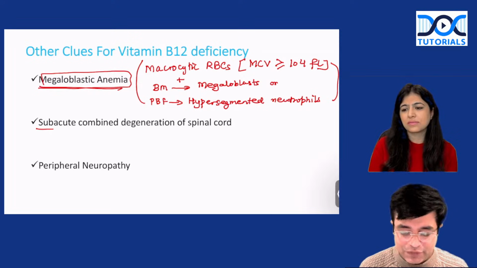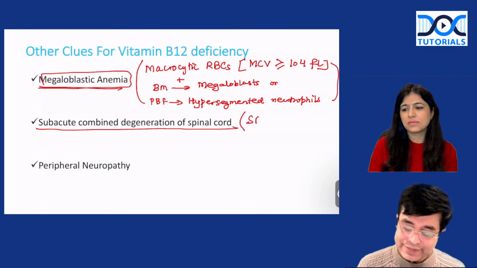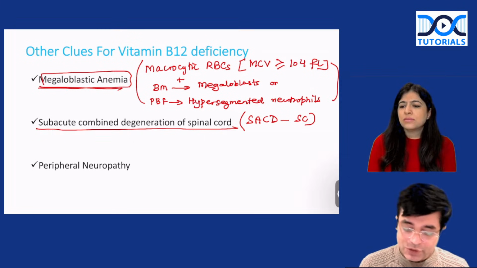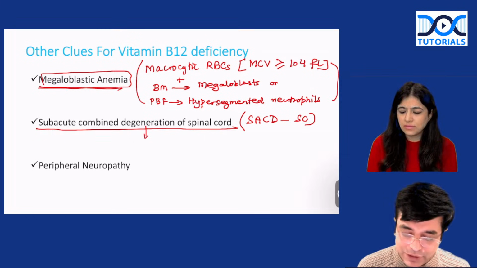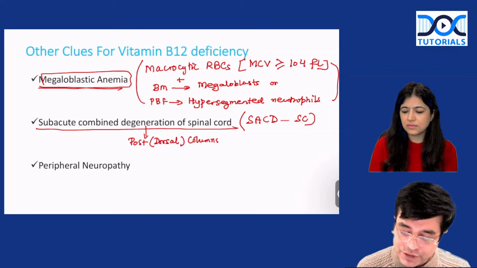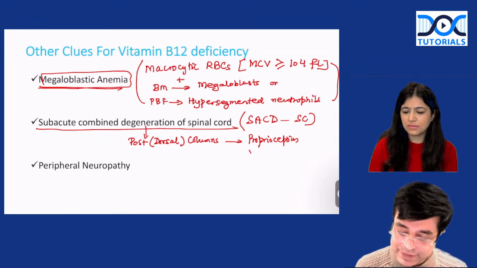Second thing, these patients will have subacute combined degeneration of the spinal cord, also written as SACD of the spinal cord, or SACD-SC. Now, subacute combined degeneration particularly affects the posterior or dorsal columns of the spinal cord. What do the posterior and dorsal columns carry? They carry proprioception and vibration. And these are the early sensations which are lost in these patients.